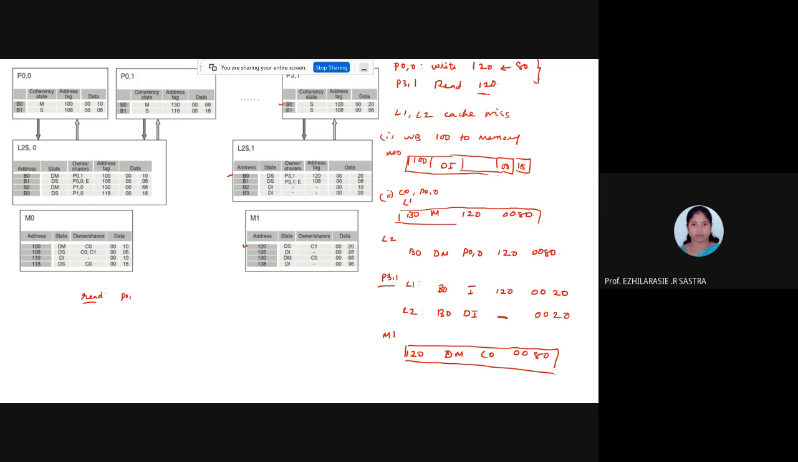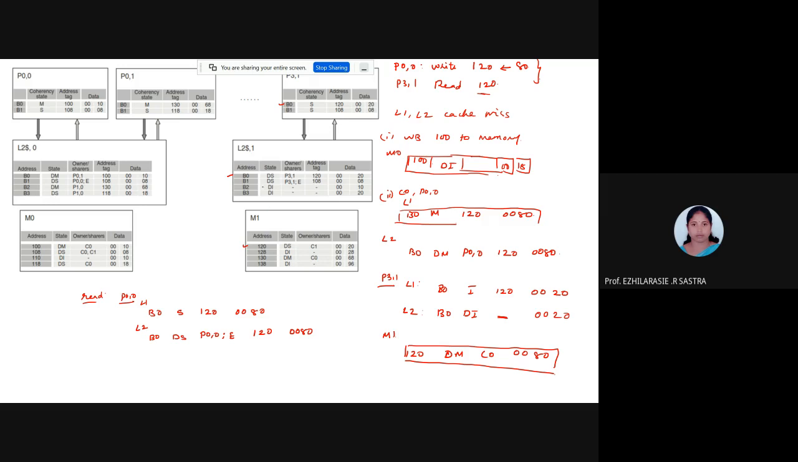In case of P0, 0, L1 cache B0, it will be in the shared state, 120, 00, 80. So this is L1. And when you take L2, the B0 directory will be shared. Which else is sharing? P0, 0 is already shared. Now externally it is going to be shared, 120 and the data is 80. So this is changed.